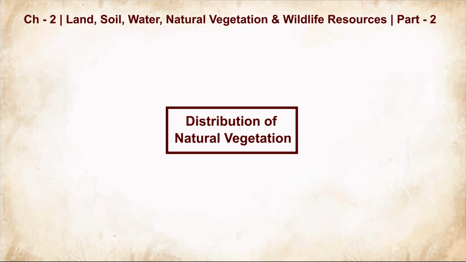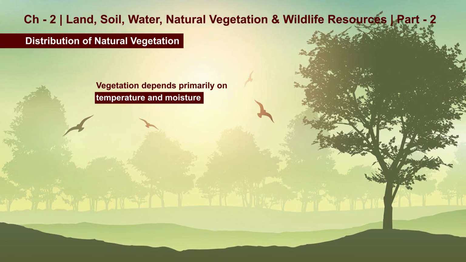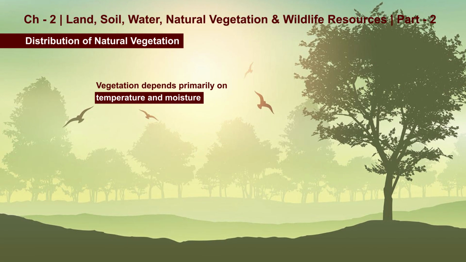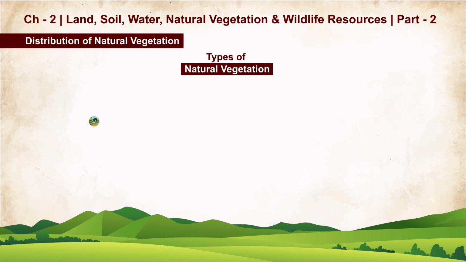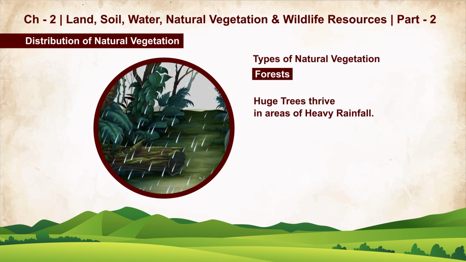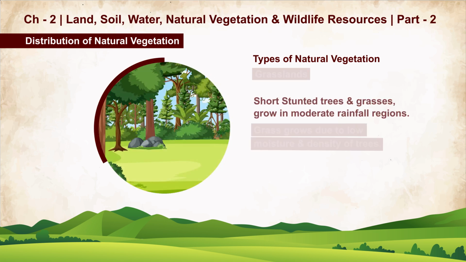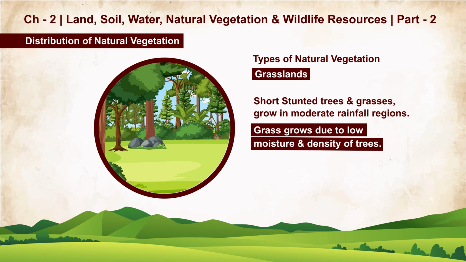Distribution of natural vegetation. The growth of vegetation depends primarily on temperature and moisture. The major vegetation types of the world are grouped as forests, grasslands, scrubs and tundra. In areas of heavy rainfall, huge trees may thrive. The forests are thus associated with areas having abundant water supply. As the amount of moisture decreases, the size of trees and their density reduces. Short stunted trees and grasses grow in the regions of moderate rainfall, forming the grasslands of the world.